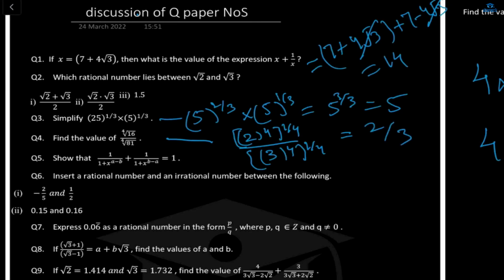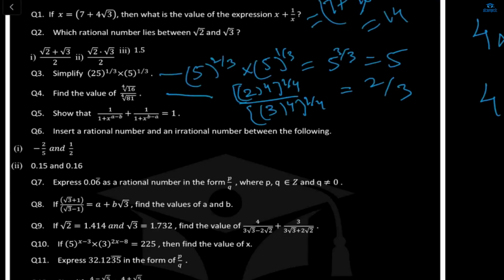Okay. Now, question number 5. These are all 1 mark questions. Okay. That's why they are very easy. The 5 questions are 1 mark, then 5 questions 2 marks, 5 of 3 marks, and then 5 of 4 marks. Okay. Total is 50 marks.